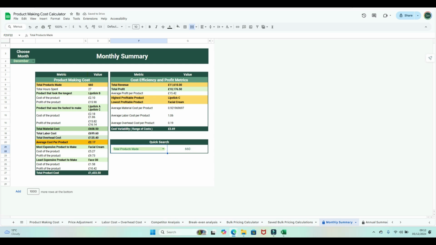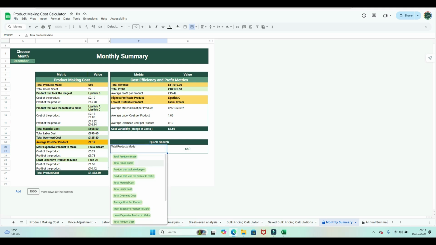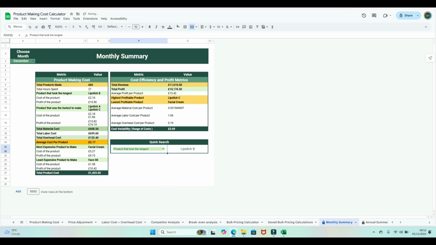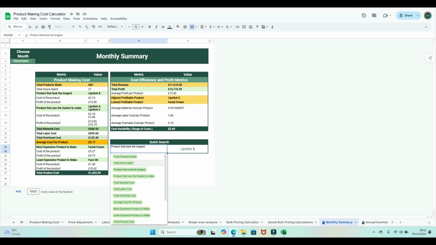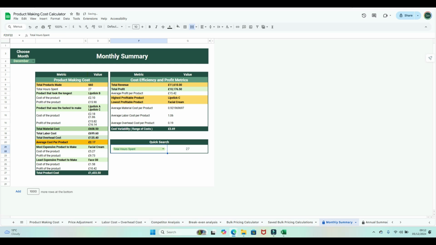So this is quick search, and this is a bit more in detail. So for example, in quick search, you won't see what is the product that took the longest? You will find the product that took the longest, which is lipstick B, but what you won't be able to see is the cost of that product and the profit of that product. Okay, so this is a bit more detailed here, and quick search is just to let you know if you want to find something really quick, like what is the total hours spent, or what is the total profit, what's the total labor cost. This is just really quick for you.